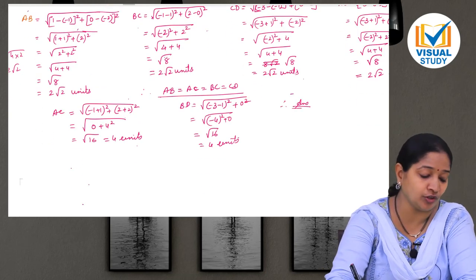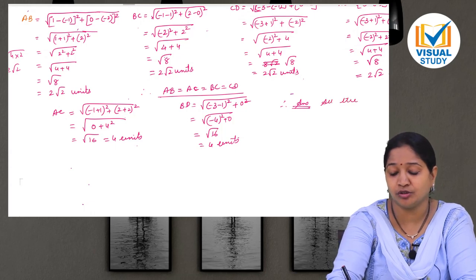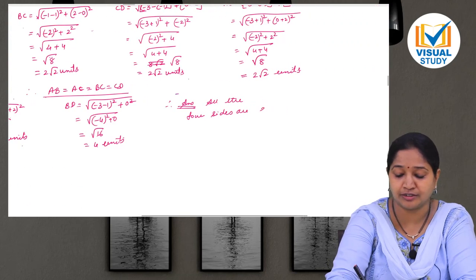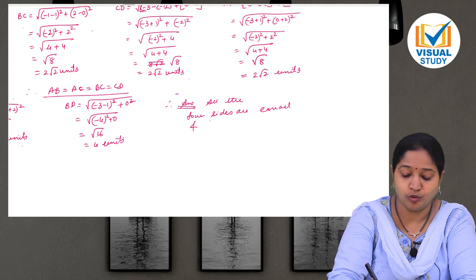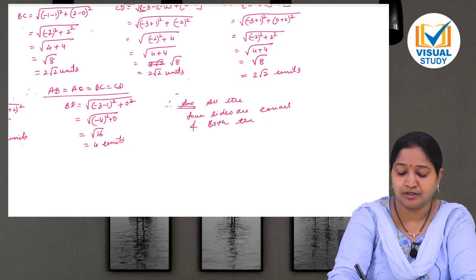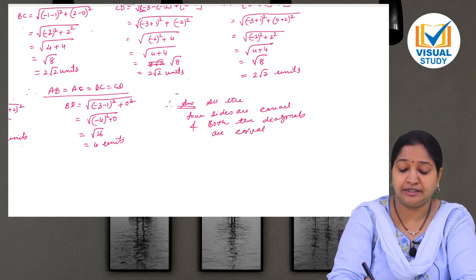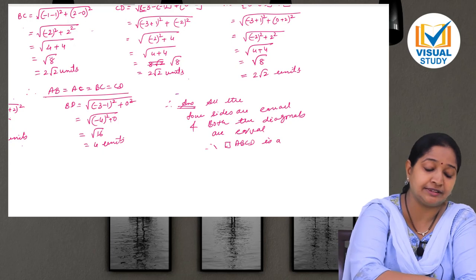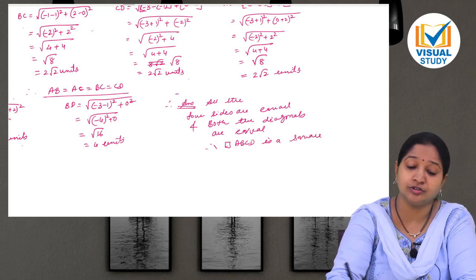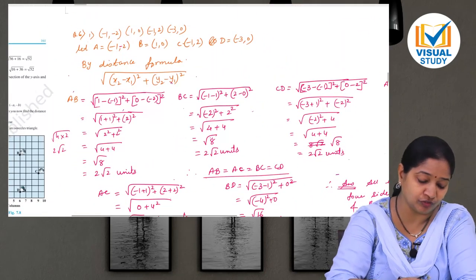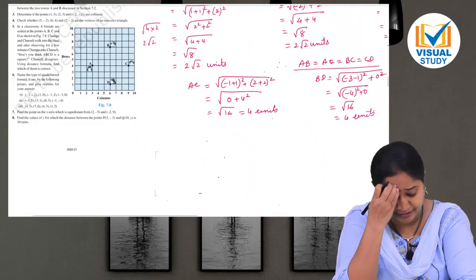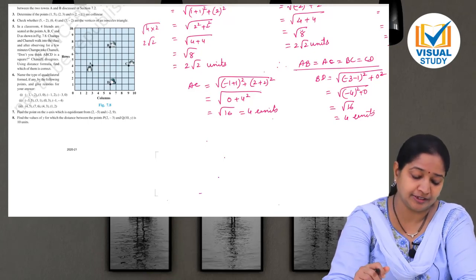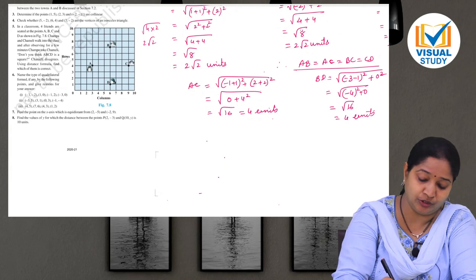So, I'll write the answer here. Therefore, answer is what? All the 4 sides are equal and both the diagonals are also equal. Therefore, quadrilateral ABCD is a square. So this was our first sum. Similarly, what is our next sum? Minus 3, 5, 3, 1, 0, 3, minus 1 and minus 4. Chalo, we'll do our second sum.